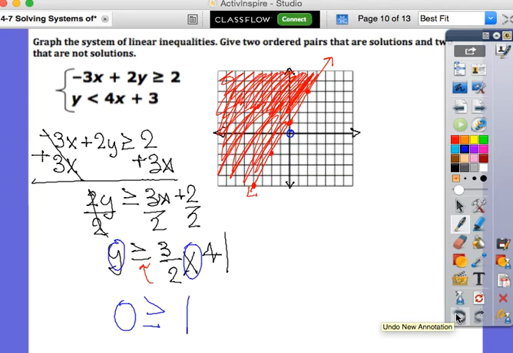You always want to test 0, 0, pretty much. Now if the line goes through 0, 0, I'd pick another point. You don't want to pick a point on the line. Pick a point on one side of the line so that you can test it. If it works, great, shade where it's at. If it doesn't, shade the other side of the line. Okay? All right, let's graph the other one.